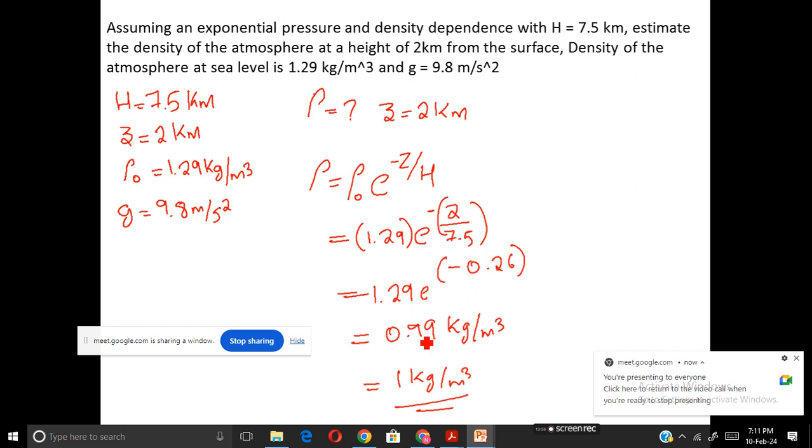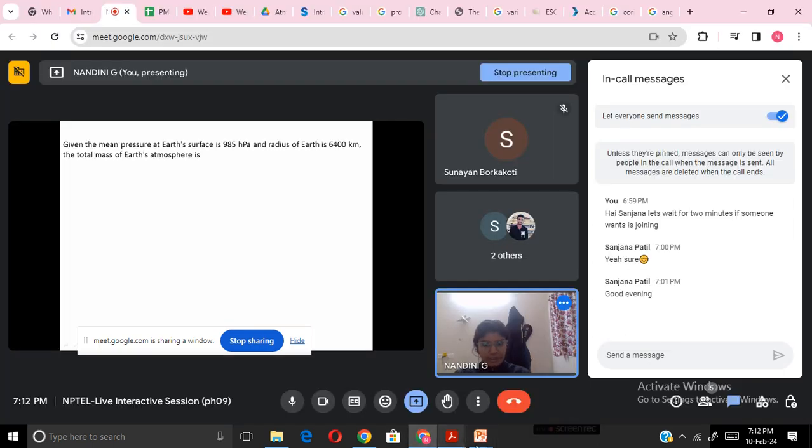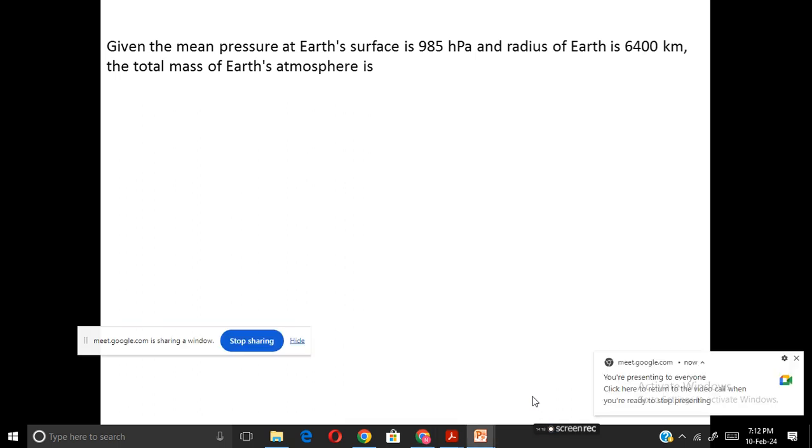So while traveling a height of 2 kilometer, the density of the atmosphere decreases from 1.29 to 1 kilogram per meter cube. Okay, I hope you got the answer. It is a direct question, everything is given. Now let's move on to the second question.